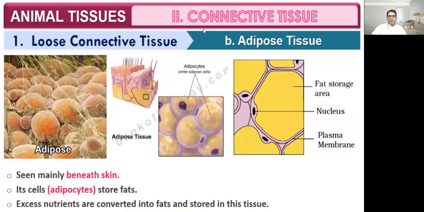The second loose connective tissue is adipose tissue. They are also seen mainly beneath the skin. You'll find them beneath the skin.